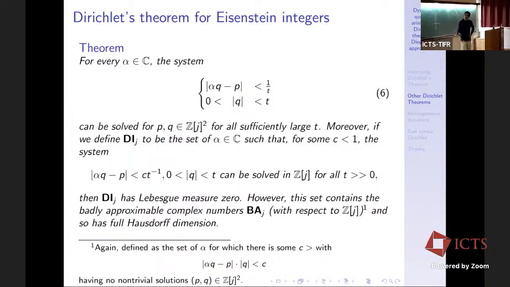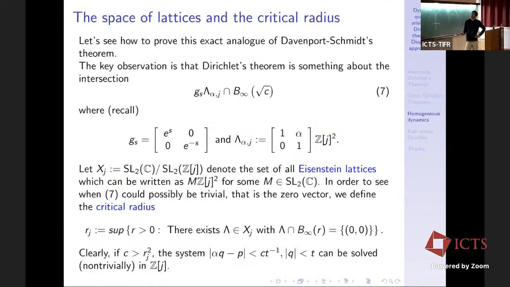Okay. So yeah, let's see how to go through this. So remember the key. Yeah, the Dani correspondence is that the system about Dirichlet improvability, or Dirichlet's theorem, is solvable if and only if you have a non-trivial intersection of this lattice with this ball. And again, remember that g_s denotes the diagonal flow and lambda_alpha_J denotes this lattice.